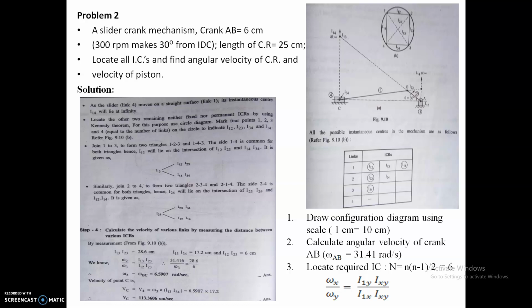In a slider crank mechanism, the different length of links are given. The crank AB is 6 cm. The RPM of crank is 300 and it makes an angle of 30° from IDC. The rotation of the crank is given clockwise. The length of connecting rod is given 25 cm and the unknown is that you have to locate all the IC and also the angular velocity of connecting rod. Again, you have to determine the velocity of slider.